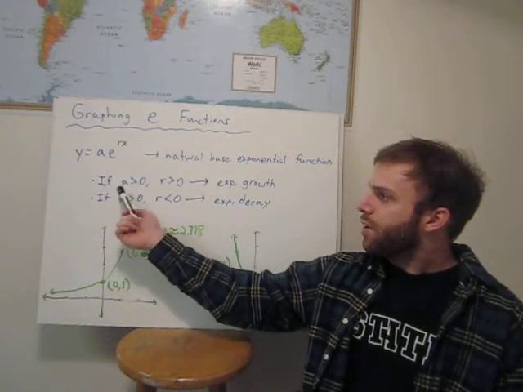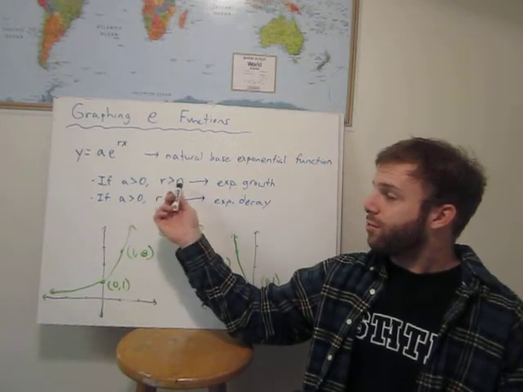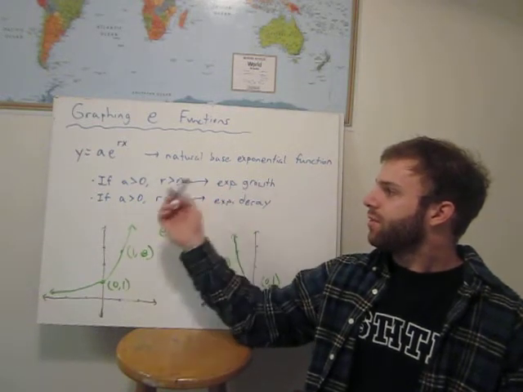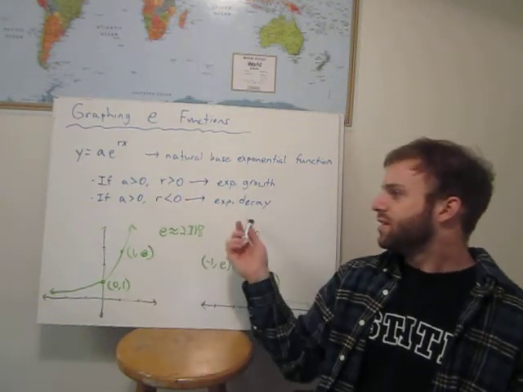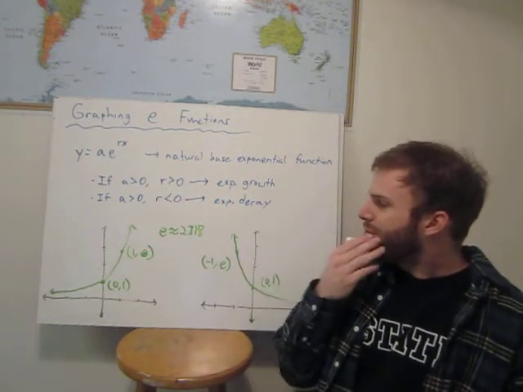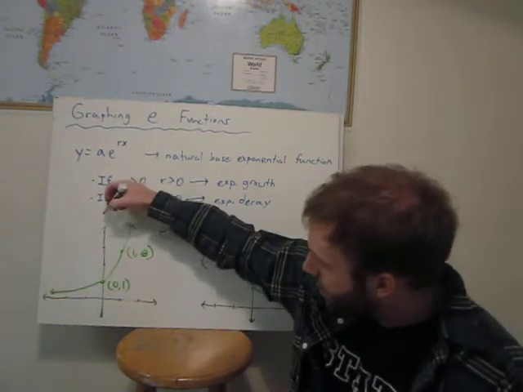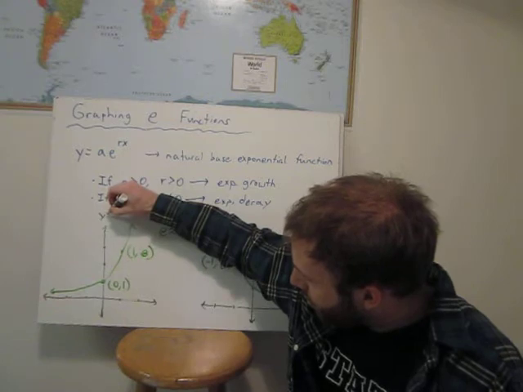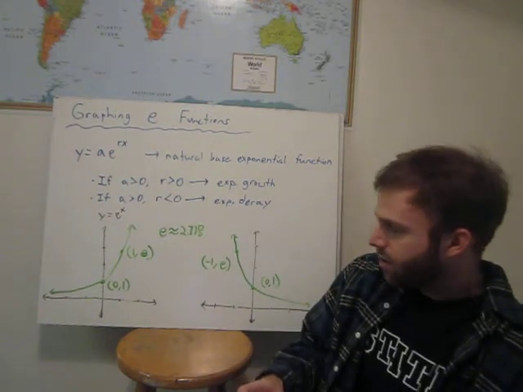And so here, if we've got a greater than 0 and r greater than 0, then it's exponential growth. Here, if a is greater than 0 but r is less than 0, it's exponential decay. So these are the basic functions of e. I forgot to write that here, but I'm going to say y is equal to e to the x.